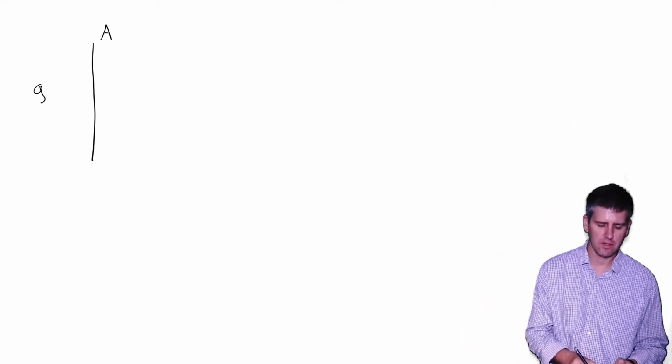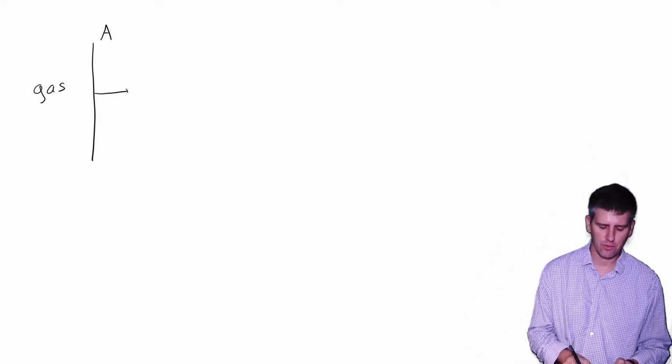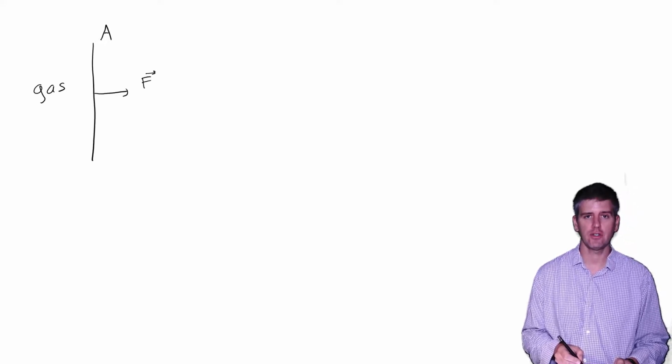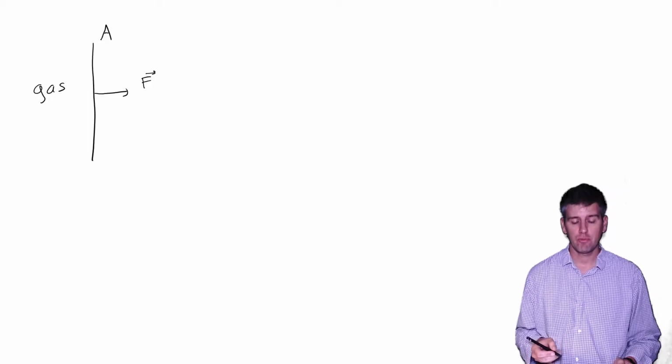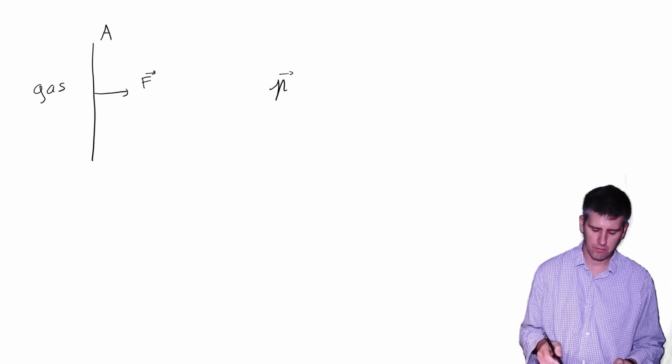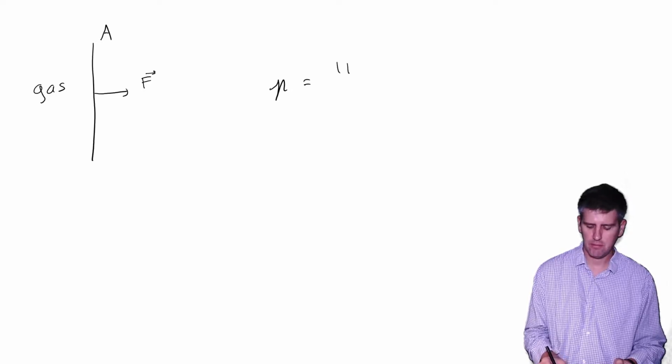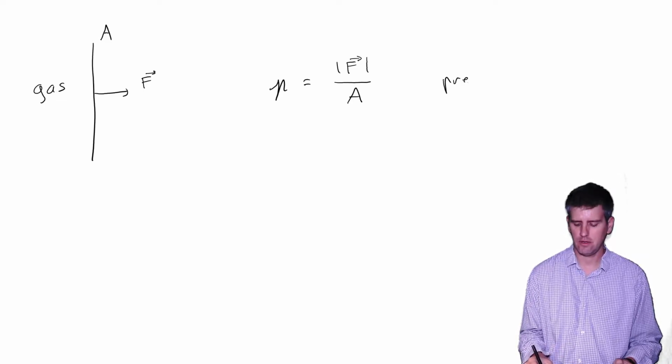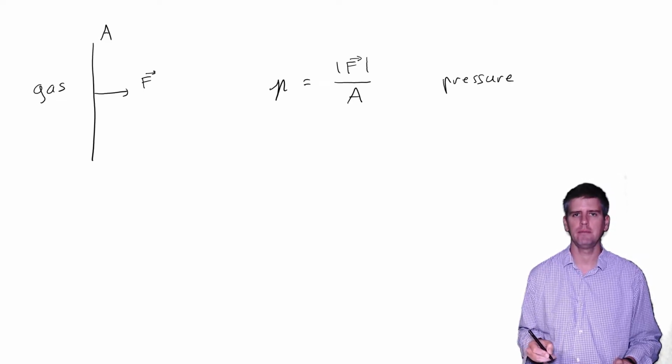Gases exert a force on walls that is perpendicular to the wall, with magnitude proportional to the surface area of the wall. If you have a wall with surface area A, with a gas on this side, it will exert a force F in this direction. The force is proportional to the surface area, and what we define to be the pressure, it's not a vector, the pressure is simply the magnitude of the force divided by the surface area. That is called the pressure, denoted lowercase P.